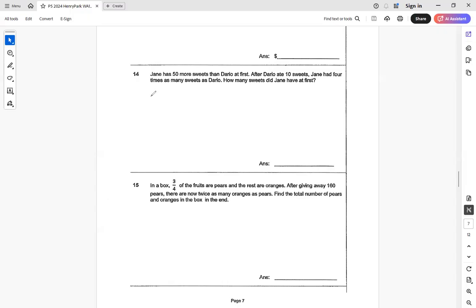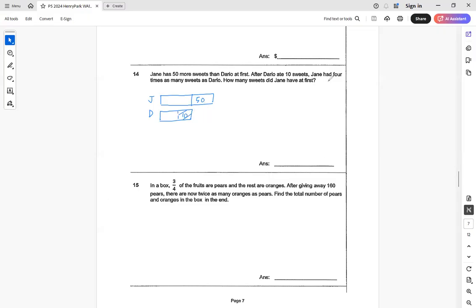So let's draw the model for Jane and Daryl. So Jane has 50 more sweets than Daryl at first. So I'm drawing a longer bar for Jane and a shorter one for Daryl. Okay, so the difference between them is 50. Okay, what happened? The change is Daryl ate 10 sweets. So actually, I take away 10 from Daryl. I just shade a bit to represent him eating it.